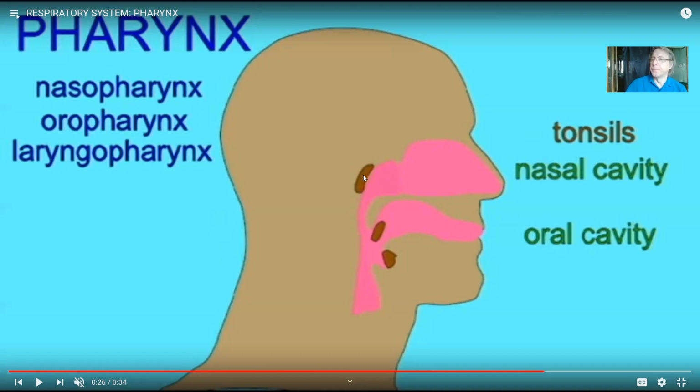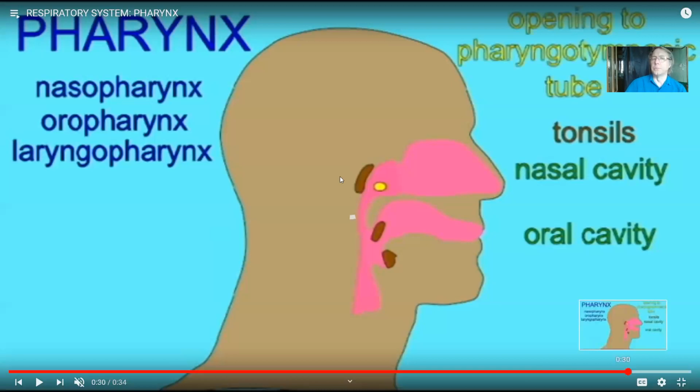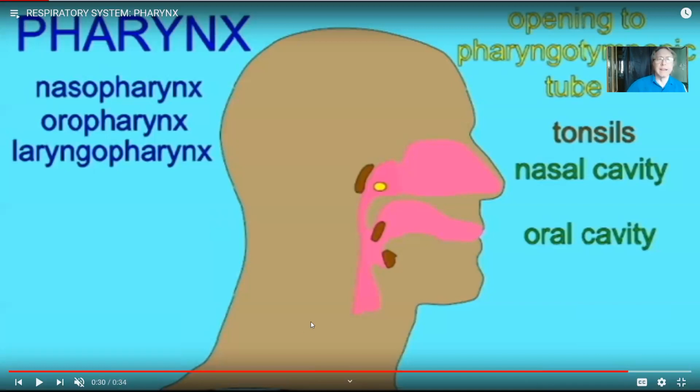Unfortunately, a chronic inflammation, especially in a child, might cause this to swell, where one of these might interfere with swallowing, with speech, or even with breathing. And so it might come that these are recommended for removal just because chronic inflammation is interfering with other important processes. The nasopharynx also has an opening, which is the opening to the pharyngotympanic tube.